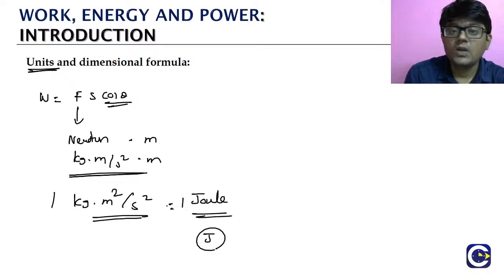So what is this equal to? 1 joule means what? 1 kg meter square per second square. Okay, and what will be the dimensional formula?